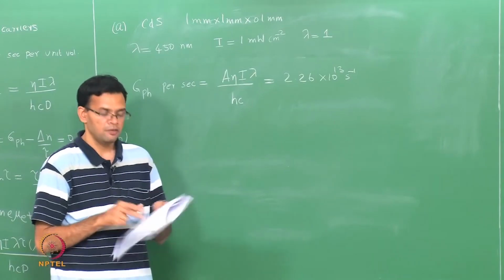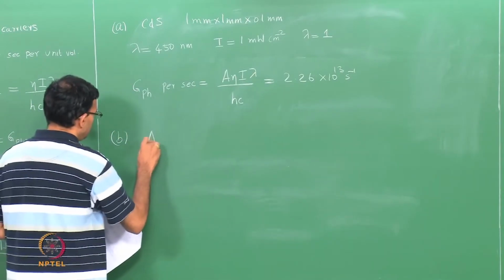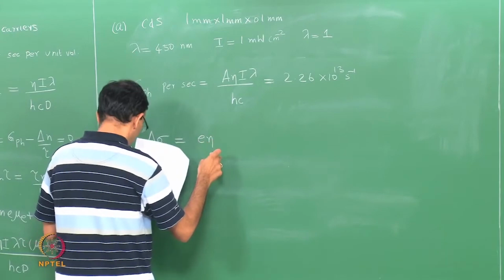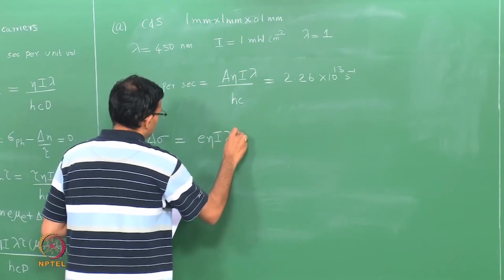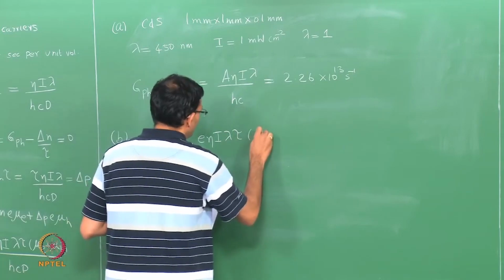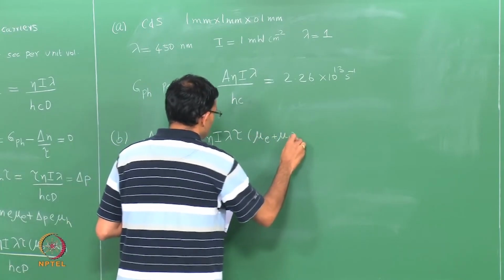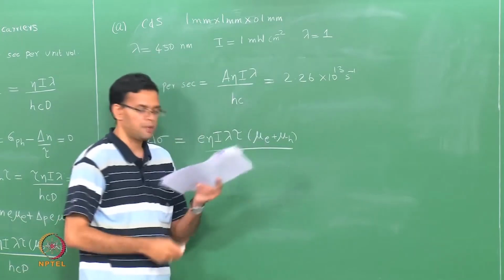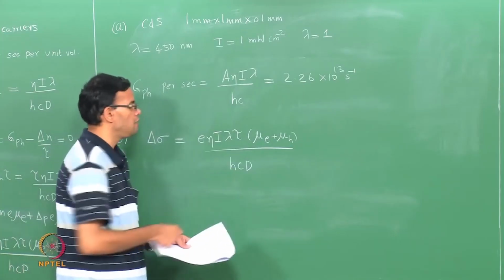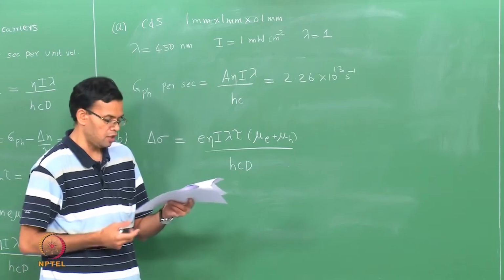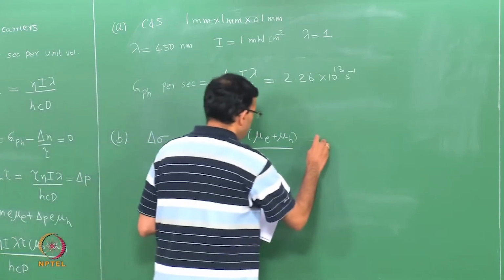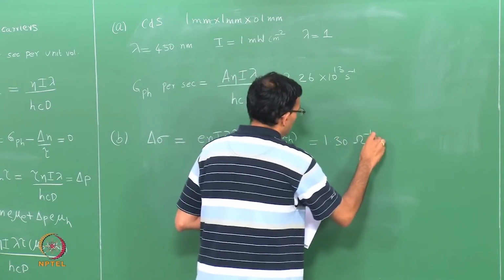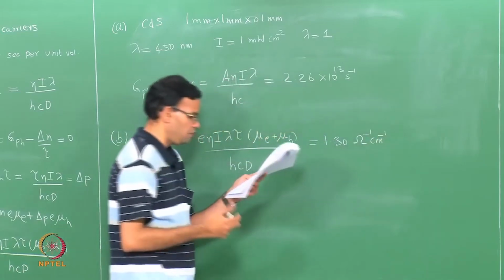In part B, we need to calculate the photoconductivity. So, delta sigma is essentially e eta I lambda tau (mu E plus mu H) divided by hcd. So, this is the expression that we derived. All the values are essentially known, mu E and mu H are also given. So, delta sigma works out to be 1.30 ohm inverse centimeter inverse.